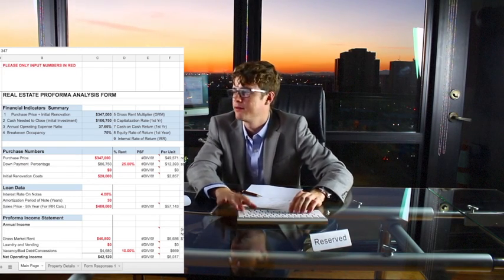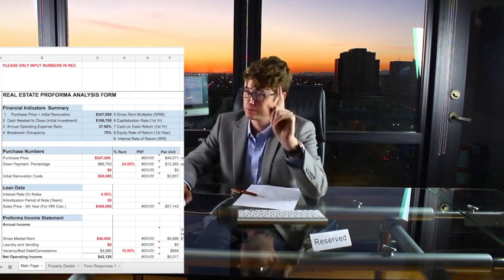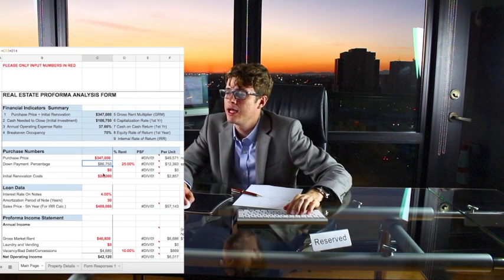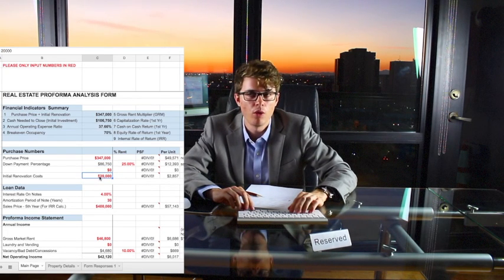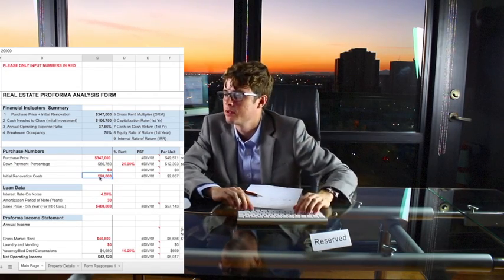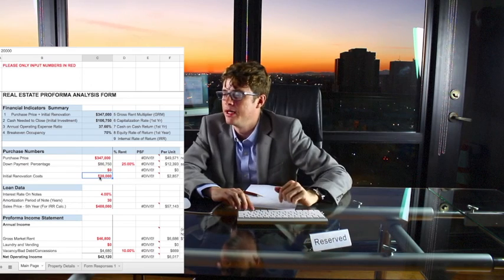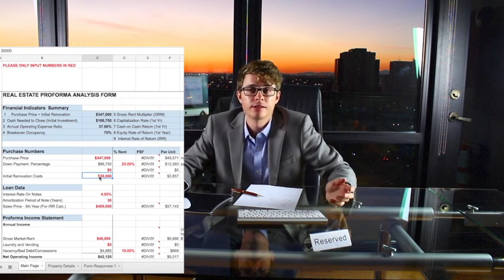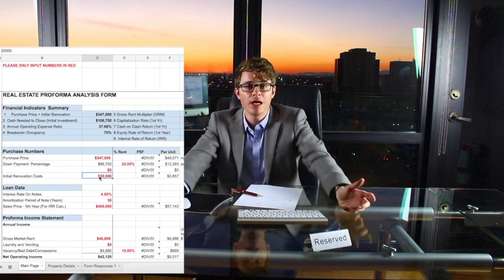Well, no, it's not. At least that's not how I look at it. I don't think that's the correct way to look at it. Because what if you're looking to renovate the thing, but you still want to hold on to it for a year or two and have cash flow? That's when you're going to use this cap rate. If you're just flipping it, then it's more of a future thing. But I include my initial renovation cost because that's part of the upfront cost to me.